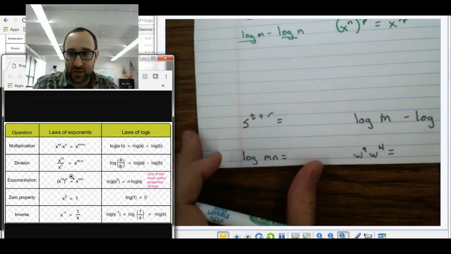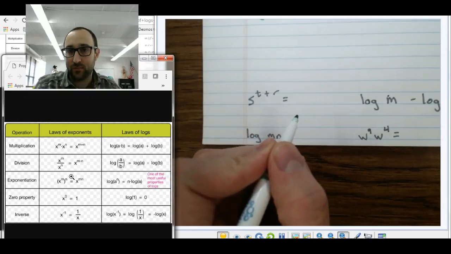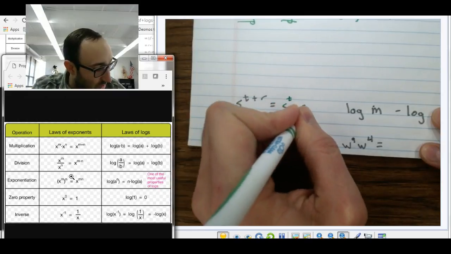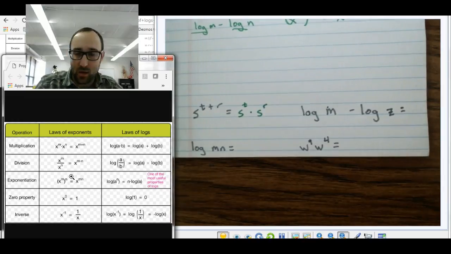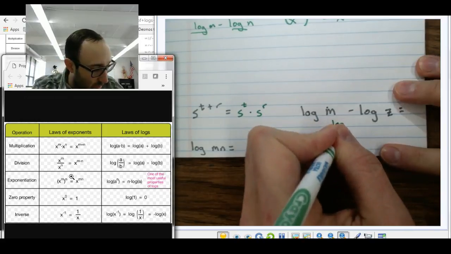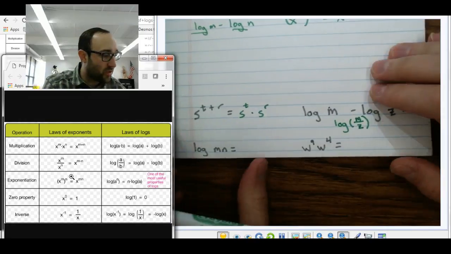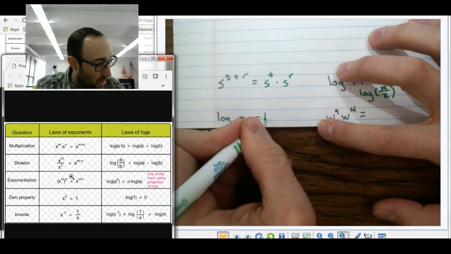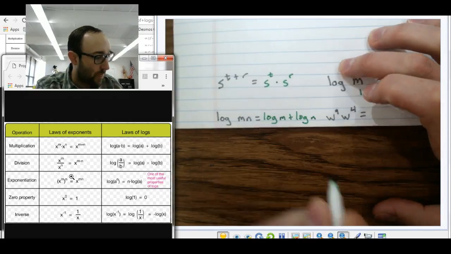Alright, so now here's what you're going to do. Please tell me the following. What is s to the t plus r? S to the t times s to the r. Okay, question 2. Log of m minus log of z. That's going to be log of m divided by z. Question 3. Log of m times n. That is log of m plus log of n.